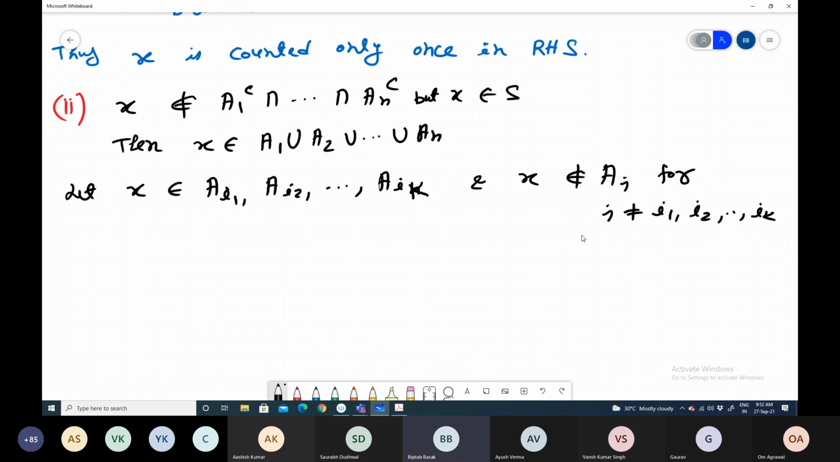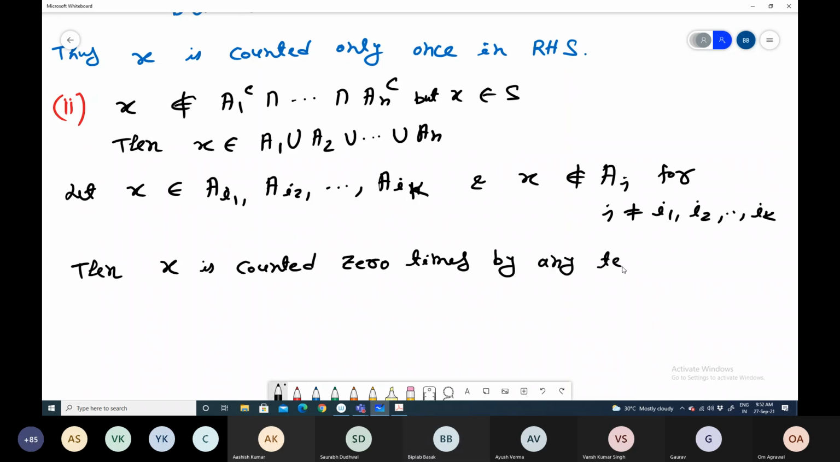Now that means here we can write that X is counted 0 times by any term involving an A_j with j not belonging to this set.